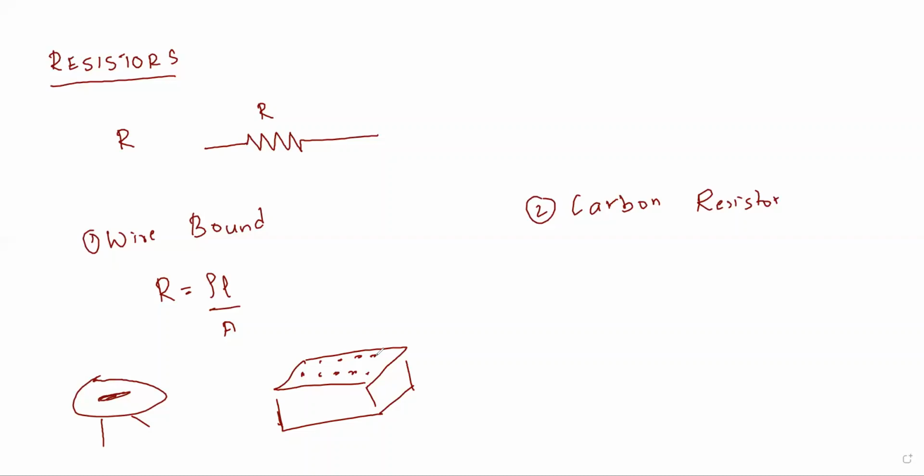This resistance box is also a form of wire bound resistor. These wire bound resistors are very expensive and bulky. Whereas carbon resistors are made up of carbon, and they are much cheaper compared to the wire bound resistors.